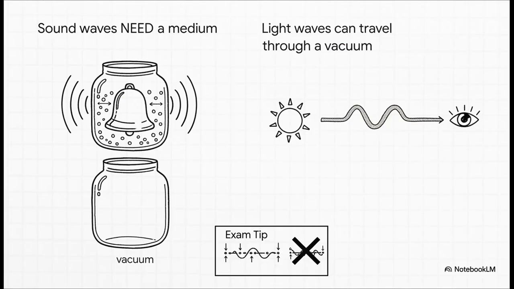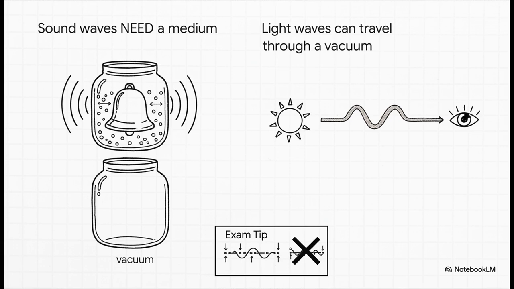Well, sound waves need something to travel through. They need a medium, like air or water. That's why in space, which is a vacuum, you can't hear anything. But light waves, they're special. As transverse waves, they don't need a medium at all. They can zip right through the vacuum of space, which of course is how we get sunlight.